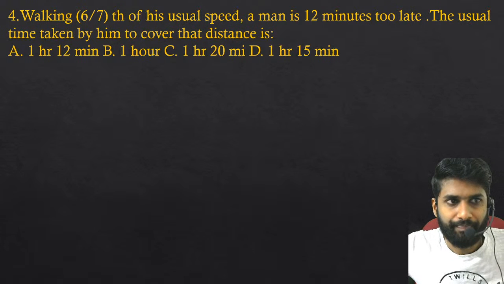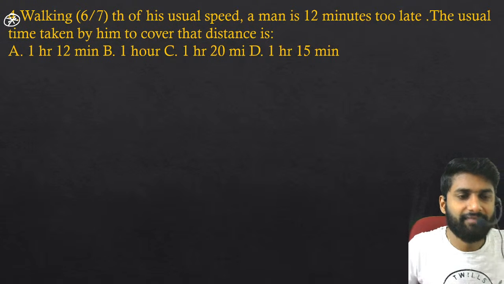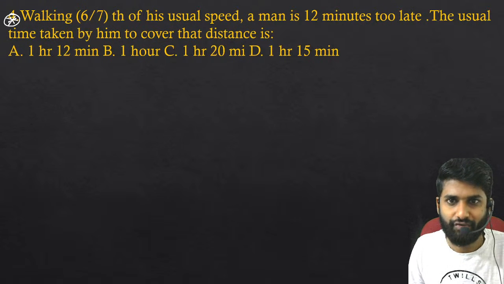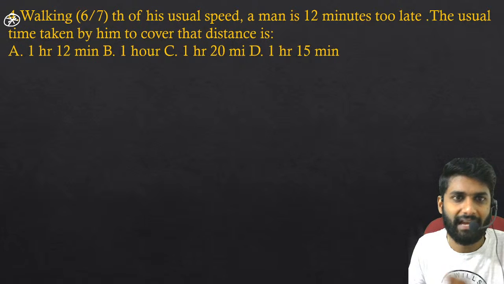Here, question number 2. This is the question they gave in Infosys, guys. Walking at 6 by 7th of his usual speed, a man is 12 minutes too late. What is the usual time taken to cover the entire distance?